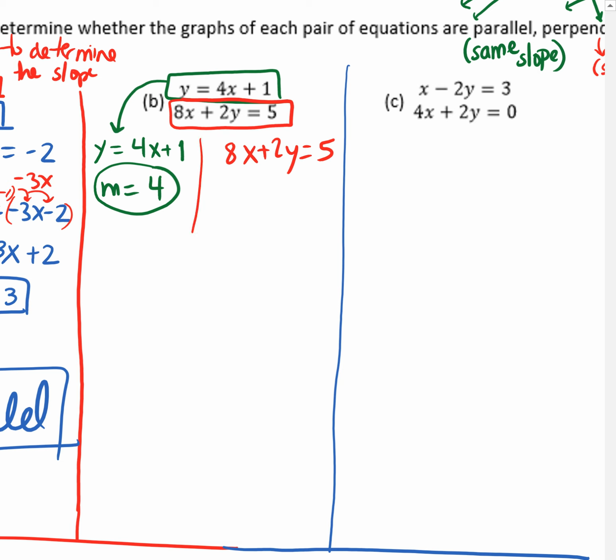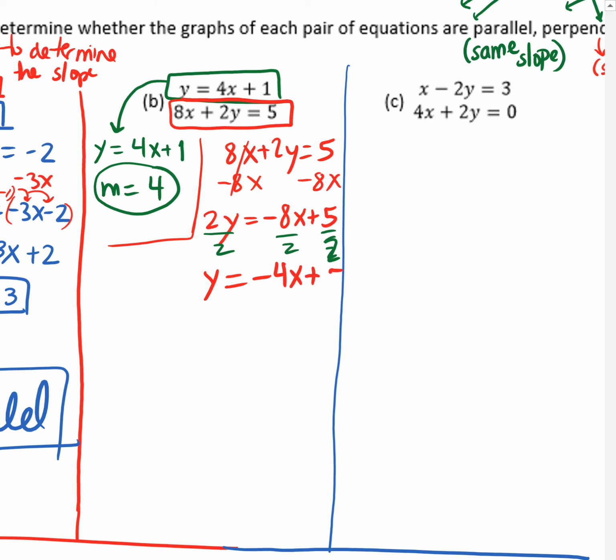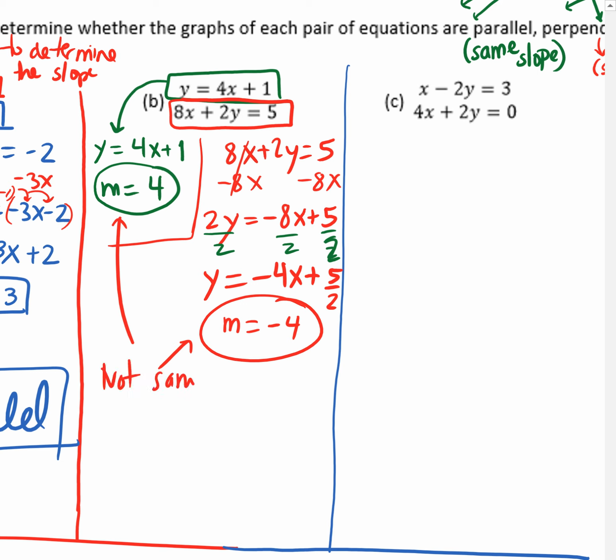But to isolate this y, I need to move the 8x over first. Minus 8x. So 2y equals negative 8x plus 5. Then I'll divide both sides by 2. Every single term gets divided by 2. And that should let me know what the slope of this line is. Negative 4x plus 5 over 2. The coefficient of x is the slope, that's negative 4. Alright, so comparing these slopes, notice they're not the same, because one's negative and one's positive.